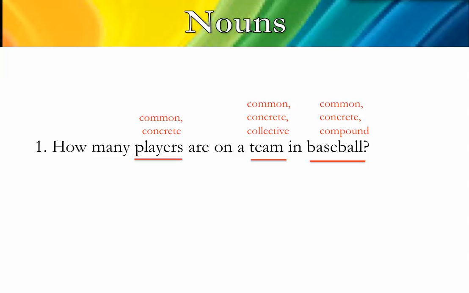Number 1, how many players are on a team in baseball? We have 3 nouns in this sentence. Player is common and concrete. Team is common, concrete, and collective. Baseball is common, concrete, and compound.